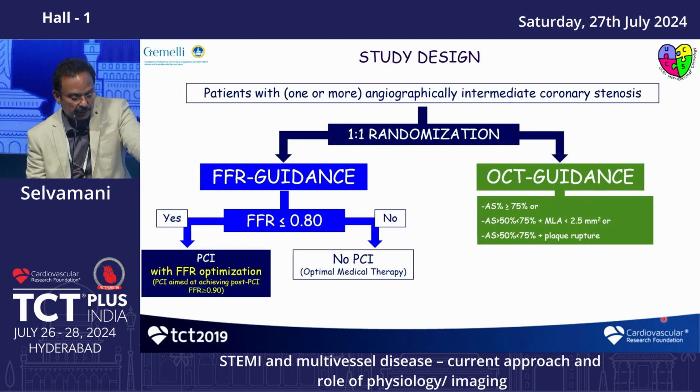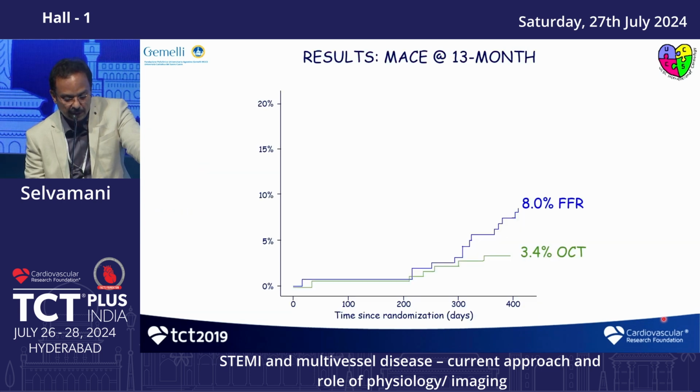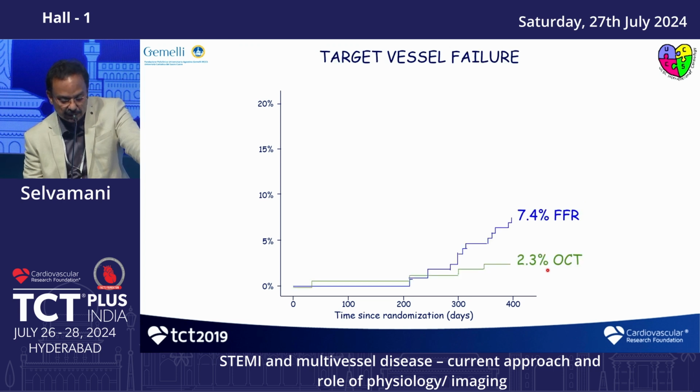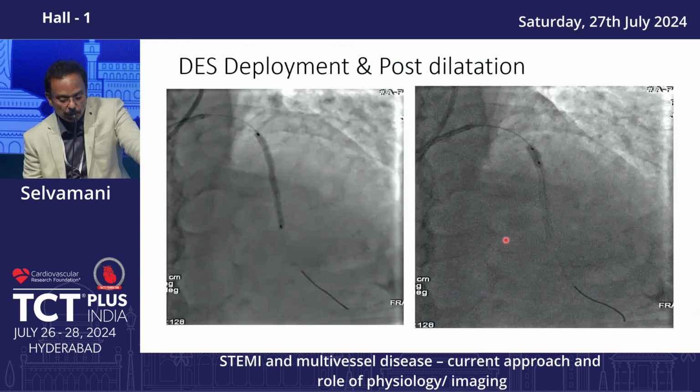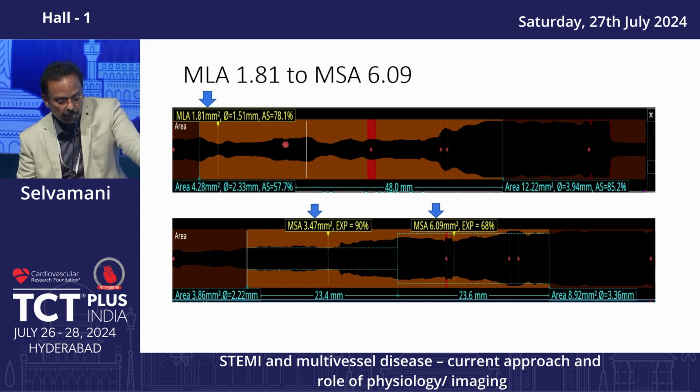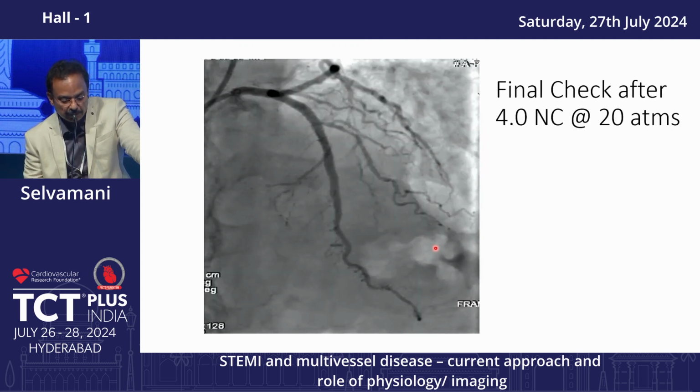So keeping this in mind with the FORZA trial, which we are all familiar with, I'll go fast through this. When you treat them on FFR, the MACE is high at the end of 13 months, 8 versus 3.4, and target vessel revascularization also is much less if you treat such patients based on imaging compared to FFR. So this patient was stented, with an excellent result. The initial lumen, which was 1.8, was expanded to 6.9 on image-guided PCI, and that is the final result.